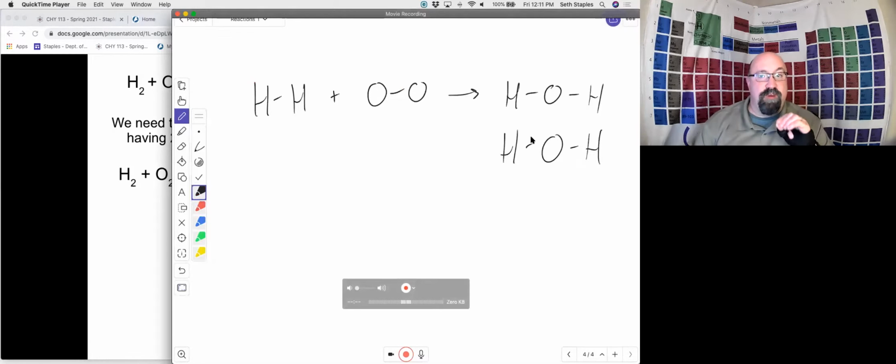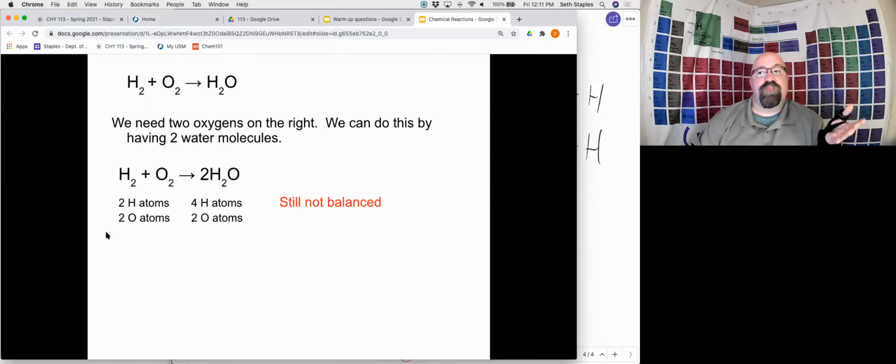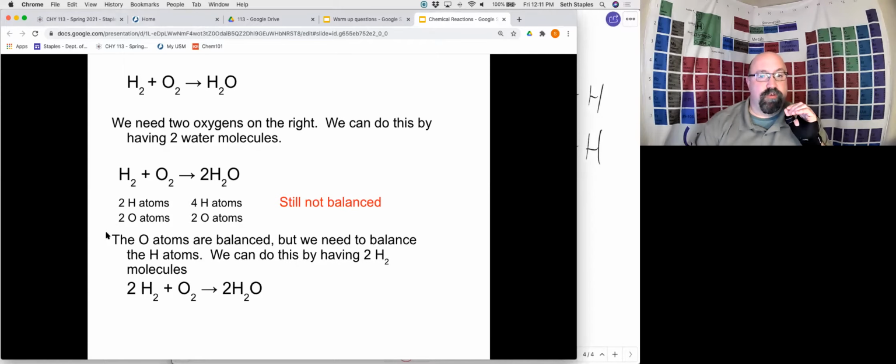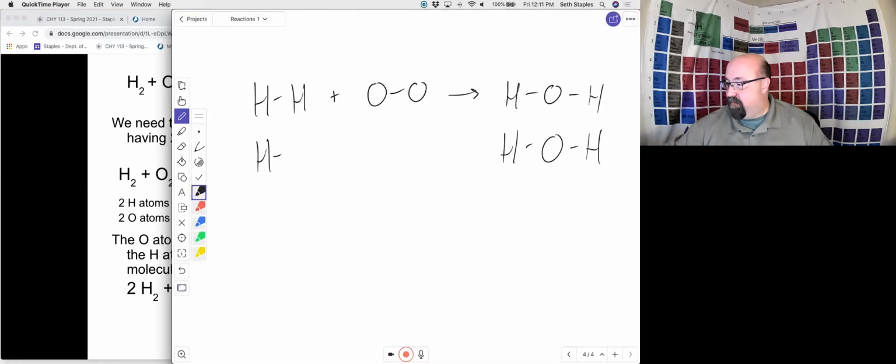Hopefully you can see the issue that we now have, though. 1, 2, 3, 4 hydrogens, and only 2 hydrogens in our reactant side. So the equation is still not balanced. And so what I'm going to do is to balance that by having 2 H2 molecules to start. So instead of just this 1 H2, I'm going to say that I have 2 of them to start out with.